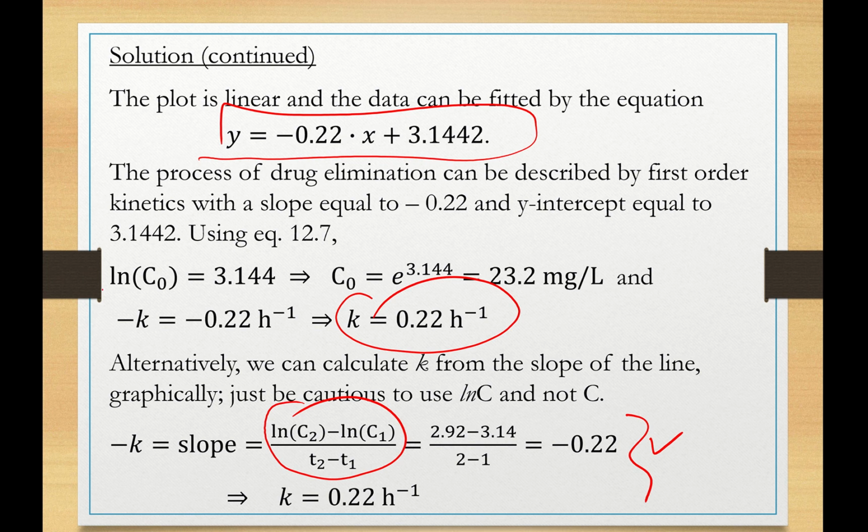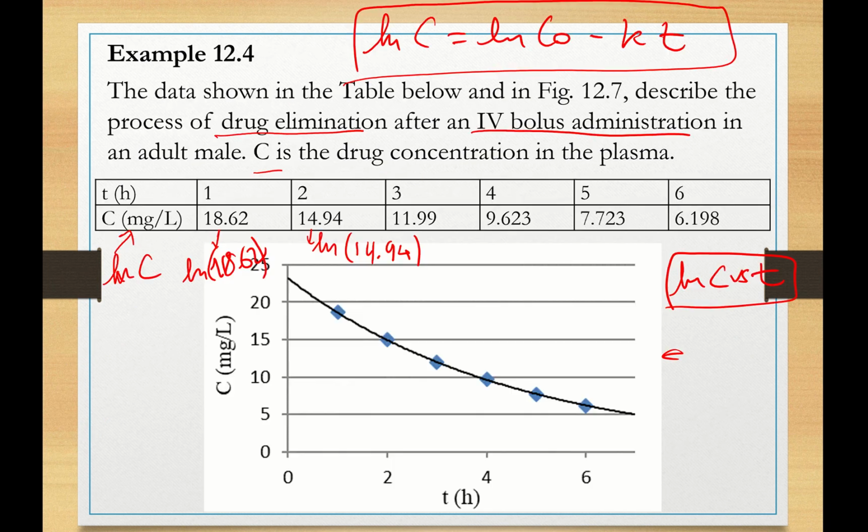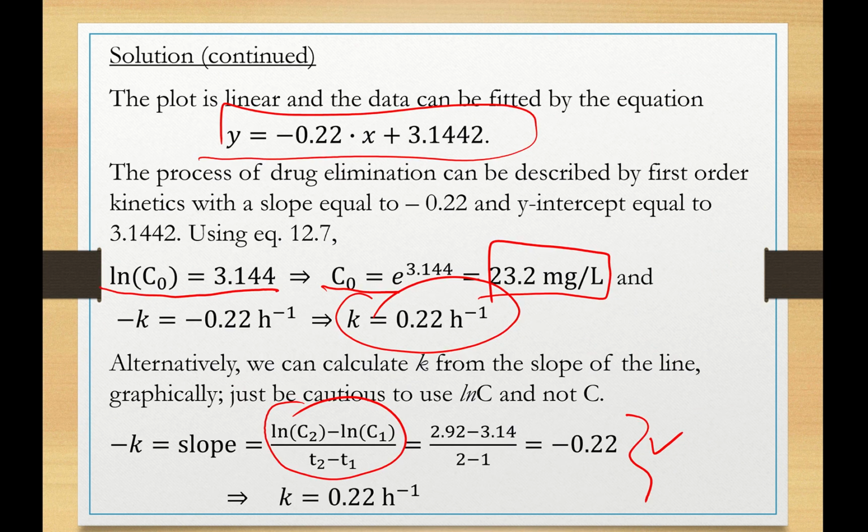Now ln C0 is 3.144, and therefore C0 is e to the 3.144, which is equal to 23.2 milligrams per liter. And if you actually see the original plot, this is between 20 and 25, so 23 is a reasonable number. It's very accurate, of course, here because it is determined from the best fit equation.